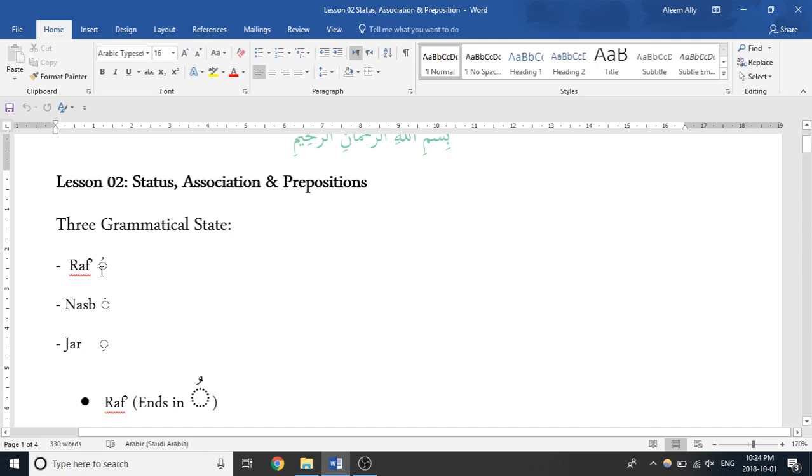Now this isn't always the case, and there are exceptions to it. Sometimes you can have a word that's in a state of jar, but it will have a fatha instead of a kasra. There are exceptions to that, and we're going to learn those later on, okay? So just for now, remember: rafa, when a word ends with a dhamma, the thing that makes an oo sound. Nasb, when a word ends with a fatha, the thing that makes an a sound. Jar, when a word ends with a kasra, the thing that makes an e sound.